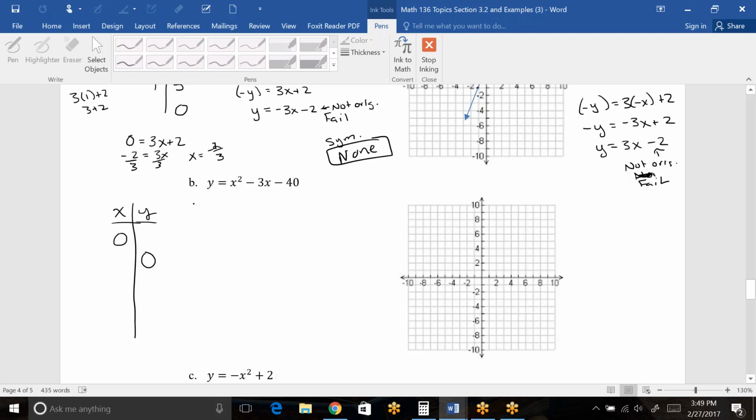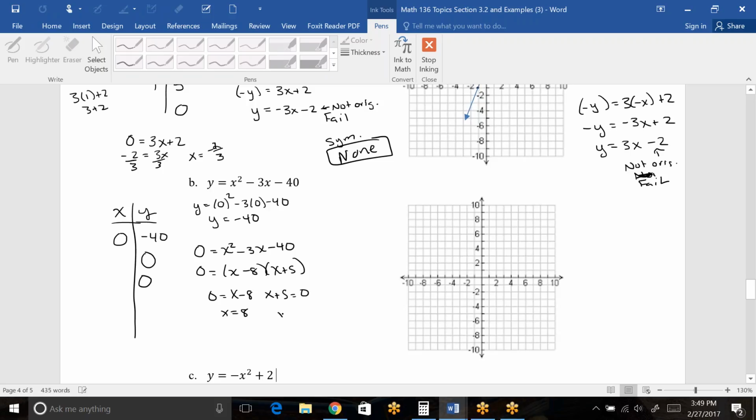For this one, I'm going to plug in 0 for x first, which gives me negative 40 because everything that's got a 0 times it is going to be 0. Then I'm going to plug in 0 for the y. This is now a factoring problem, which means there's actually going to be 2 solutions. So that's why I'm going to add a second 0 here. So this would be x minus 8 and x plus 5, which means that I get 2 different x-intercepts of positive 8 and negative 5.